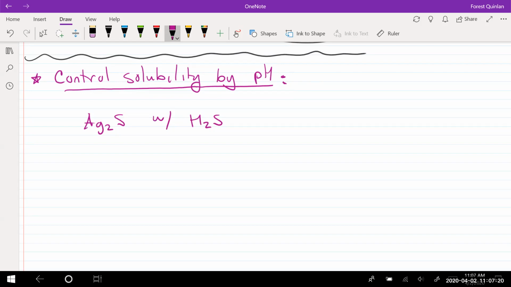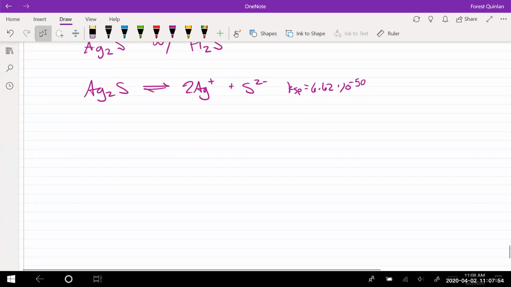Now, each one of these will set up an equilibrium. You'll have your silver sulfide breaking apart to give you a couple of Ag plus and a sulfide S2 minus, and that has a Ksp equal to 6.62 times 10 to the minus 50. Sulfides are not very soluble, guys. Sulfur, once it gets a hold of you, does not like to let go.